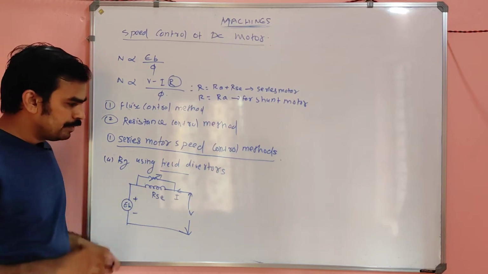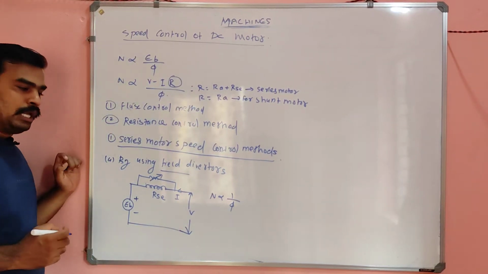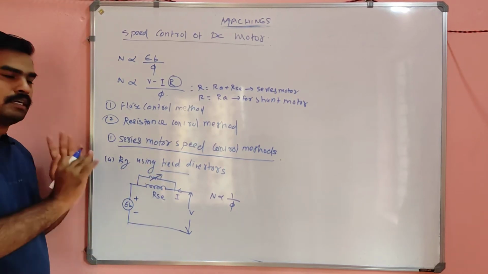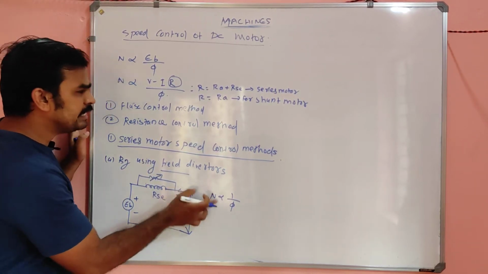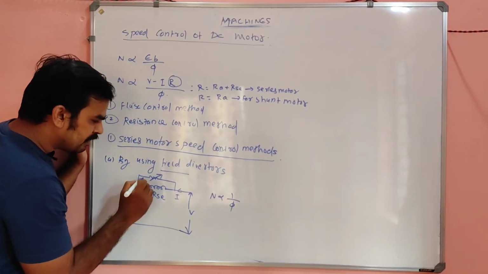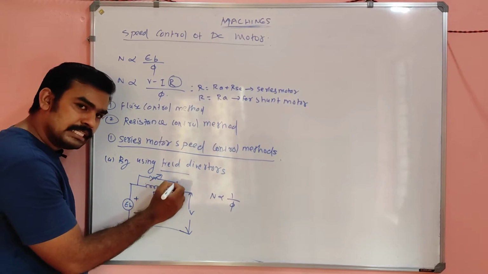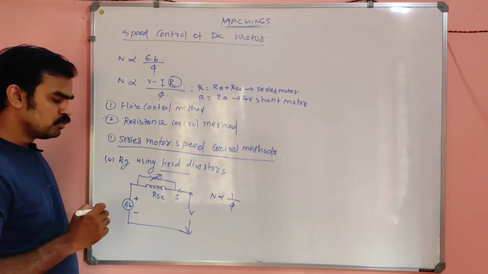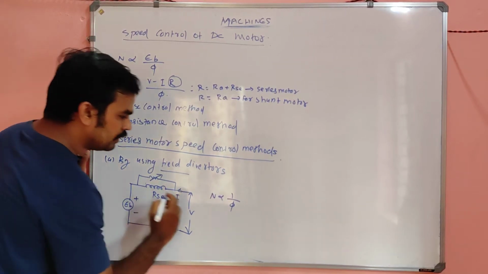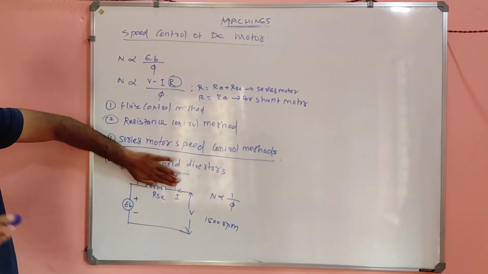How? We have the basic equation n proportional to 1 by phi, am I correct? So you can directly vary the flux in order to control the speed. It is a type of flux control method actually. What we are going to do is insert a resistance in parallel with the series field winding. This is the incoming current. Suppose the motor is running at 1500 RPM before inserting this.